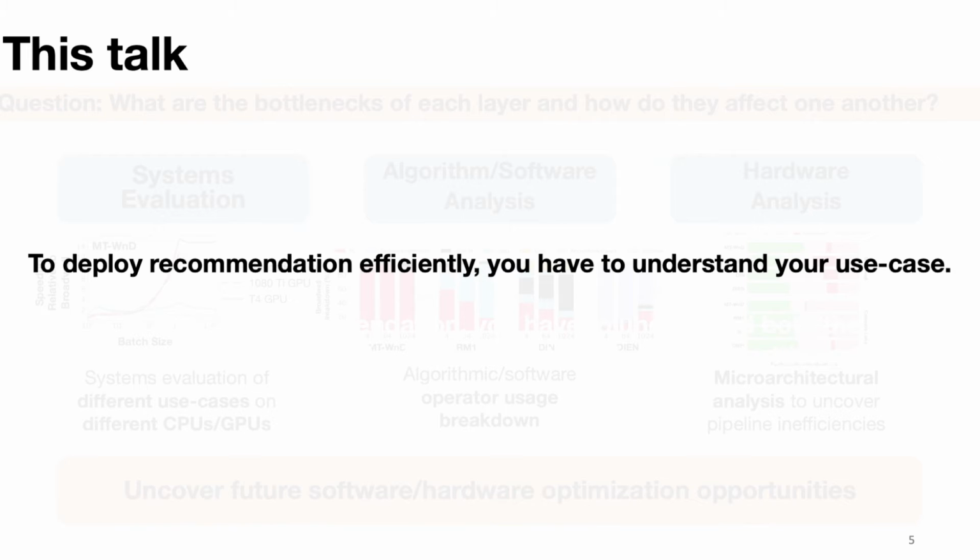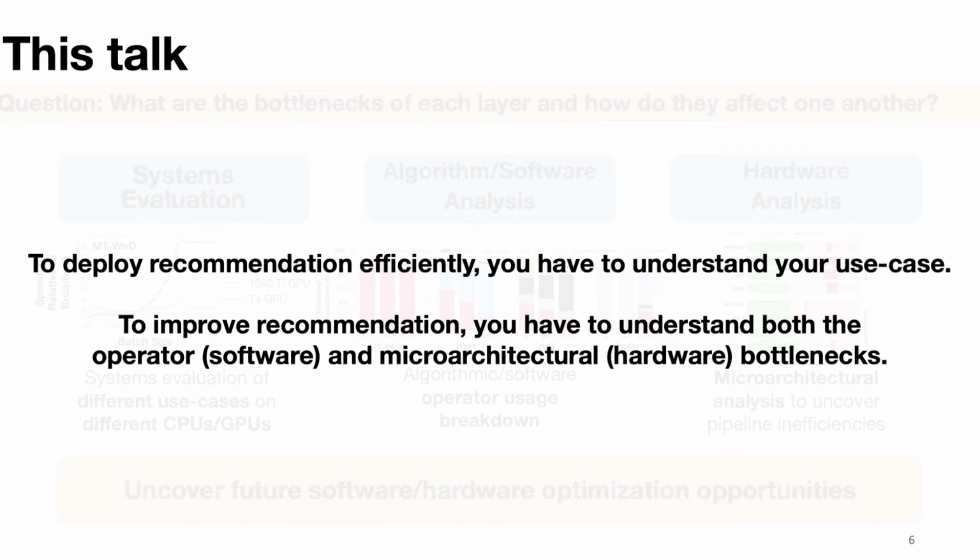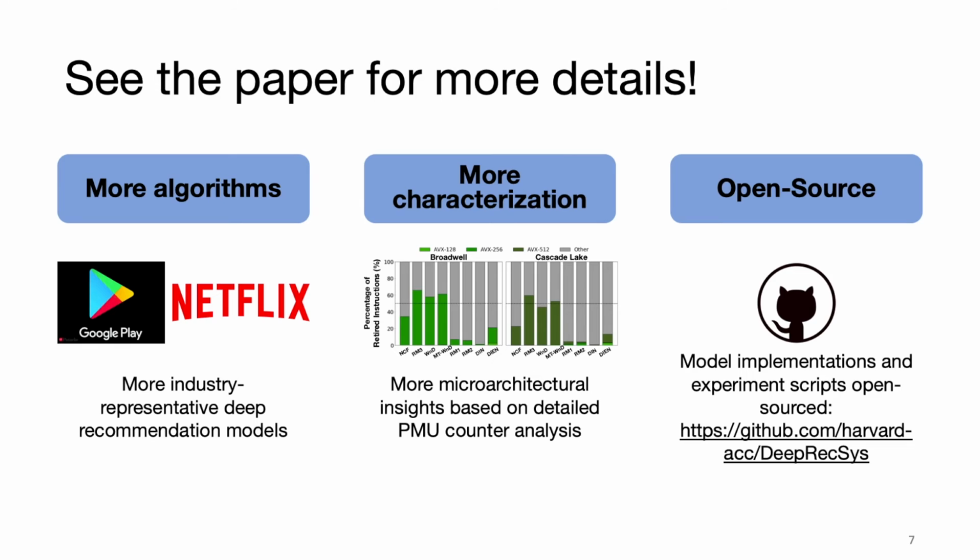If there's anything that you need to remember from this talk, it's this. To deploy recommendation efficiently, you have to understand your use case. What application do you want to run? What model does that require? And at what scale do you want to run your model? Second, to improve recommendation, we can find opportunities at both software and hardware levels by looking at operator and microarchitectural characterization.